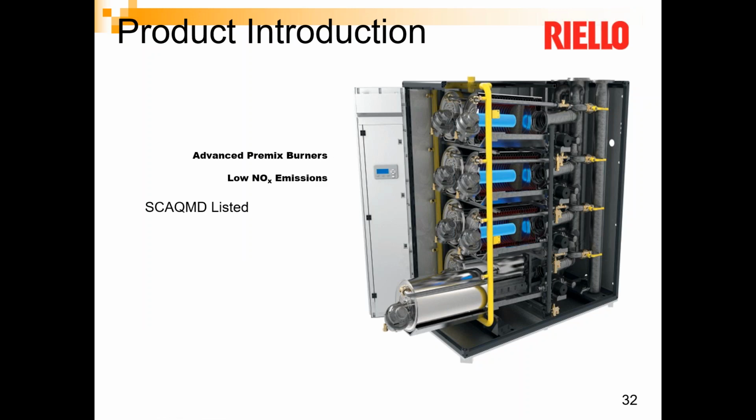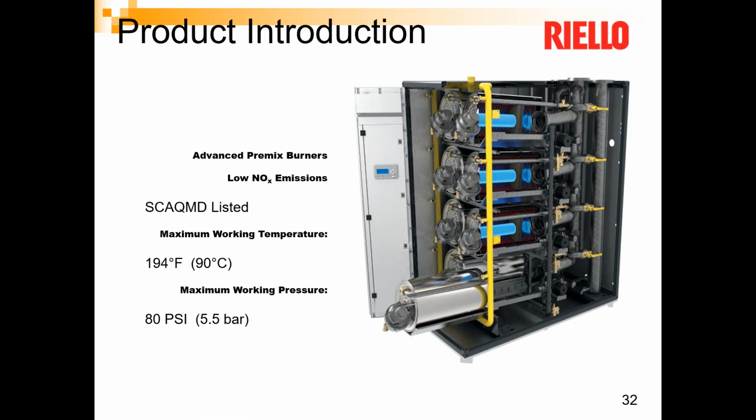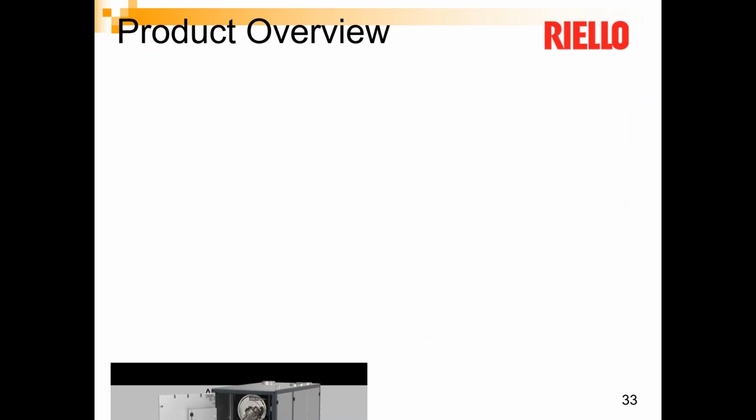Advanced premix, these are ultra low NOx or SCAQMD certified and listed. Maximum working temperature on this is 194 degrees, so it's not going to be applicable for high temperature applications, but it's a condensing boiler. You wouldn't want to run it in high temperature applications. And currently the max working pressure on that's 80 psi.